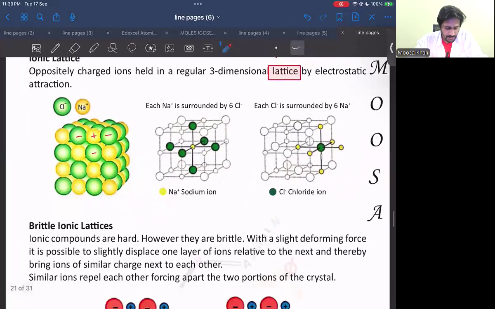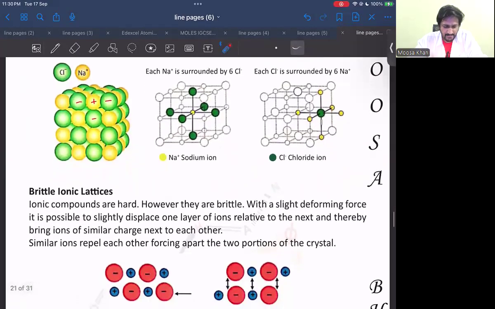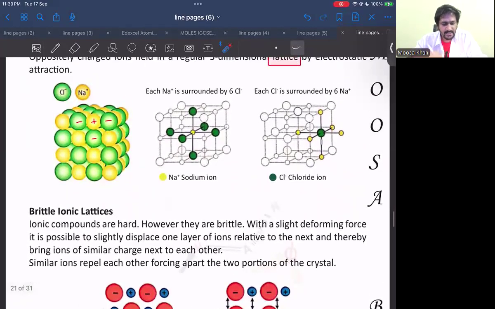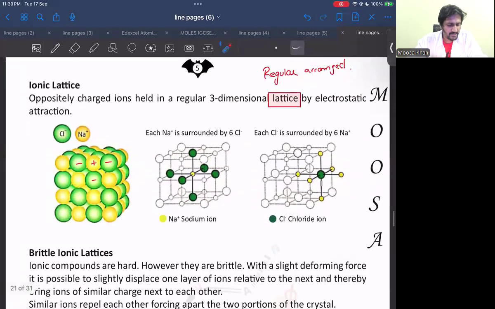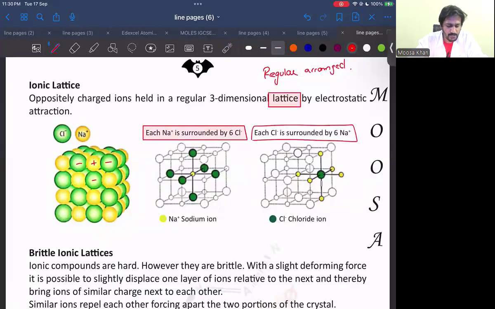अच्छा जी, अब ionic compound, seeing the structure of an ionic compound, you should know the physical properties of ionic compound. Previously, we used to have this concept of coordination number in our syllabus. अब नहीं है वो. Basically, in sodium chloride, we can say that each sodium ion is surrounded by 6 chloride ions, and each chloride ion is also surrounded by 6 sodium ions.